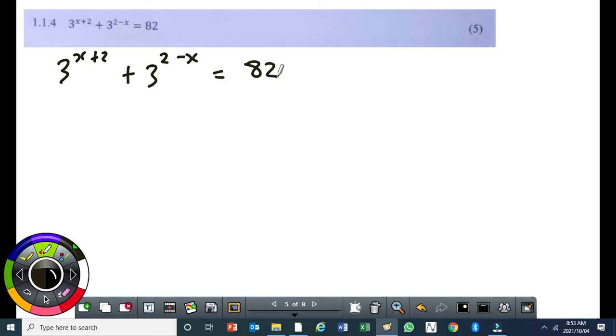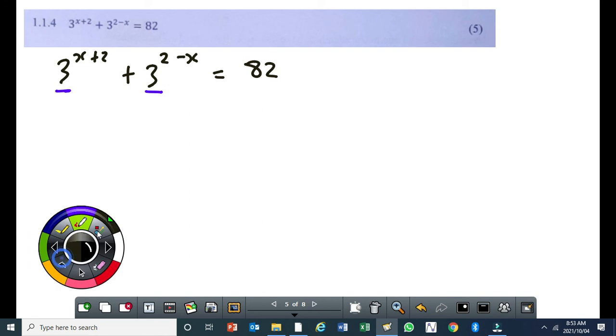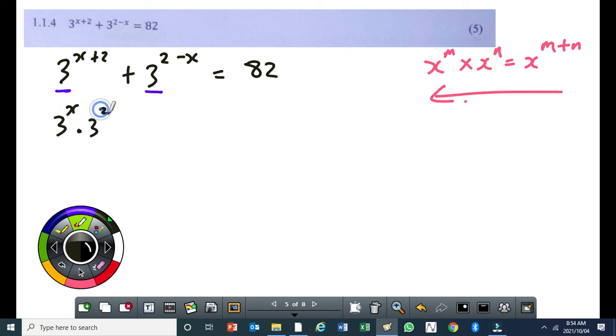The best way of doing this question is first, you need to break the first term up. Break this up, break that up, based on the exponents. Do you remember the first law of exponents? Let me write it there. Your first law of exponents says x to the power of m times x to the power of n is equal to x to the power of m plus n. So you have to use that law, moving from right to left. If you follow that, this becomes 3 to the power of x times 3 squared.